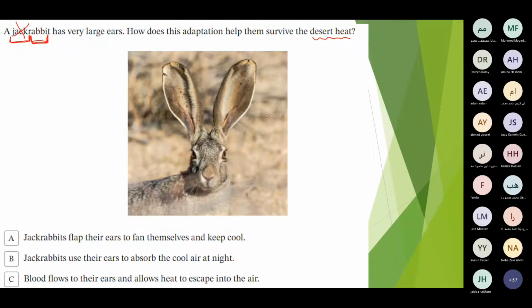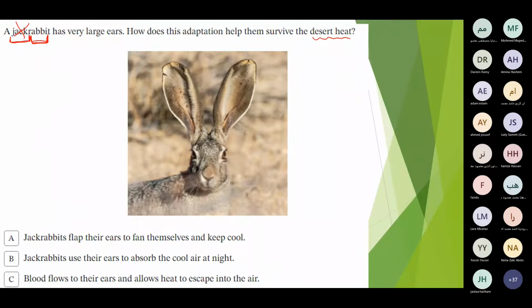صح؟ Yes. The same as the fennec fox, the same as the jerboa. لو تفتكر. Okay, if you can remember, we have studied two different animals who live in the desert. اللي هو fennec fox وعندنا الجربوة. They both have long ears. Also, the jackrabbit has long ears. Why do you think, how does this adaptation, اللي هي large ears, help them to survive the hot weather? What do you think? Read the answers. Jackrabbits flap their ears to fan themselves and keep cool.